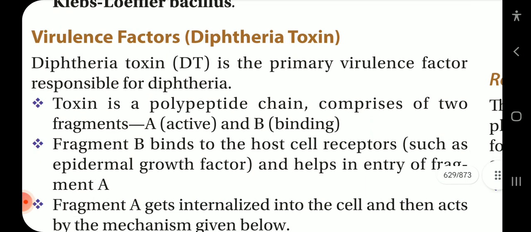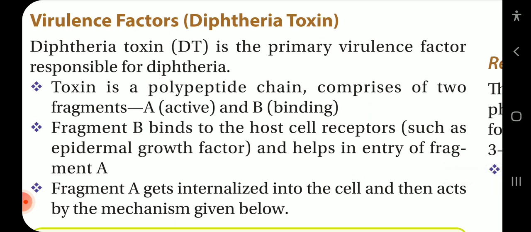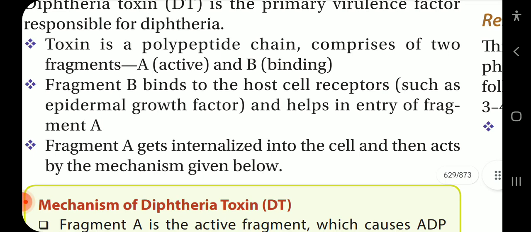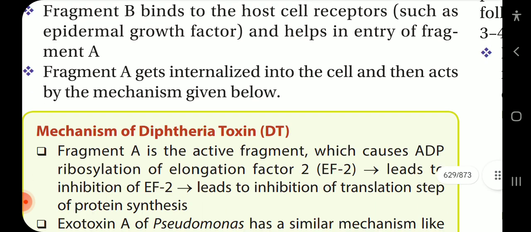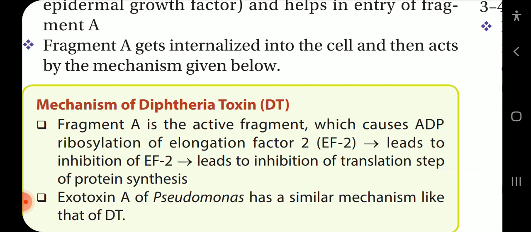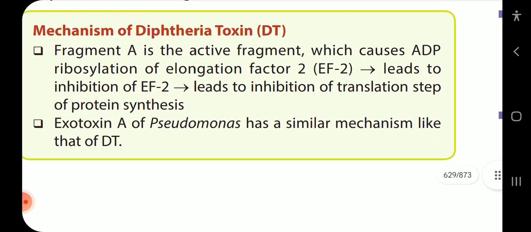Virulence factor: diphtheria toxin. Diphtheria toxin, DT, is the primary virulence factor responsible for diphtheria. Toxin is a polypeptide chain comprising two fragments, A, active, and B, binding. Fragment B binds to host cell receptors such as epidermal growth factor receptor and helps in entry of fragment A. Fragment A gets internalized into the cell and then acts via the mechanism given below.